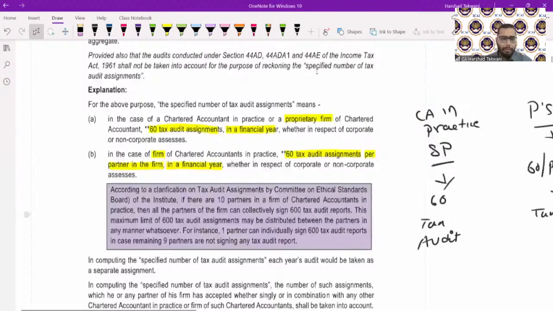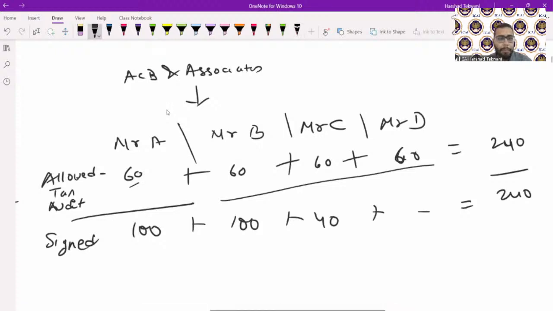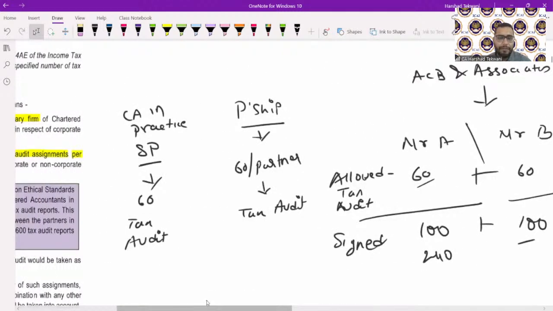So it's also given in the module, in this clarification box over here, which is very important. This talks about this particular scenario: when we see the provision, it says that 60 is allowed per partner, but there is no restriction on the signing. So the firm-wise limit I can calculate. This is the firm-wise limit that a firm of A, B, C associates can perform this many tax audits, but signing can be anyway. Mr. A can sign 10, alone 240, and the rest can sign 0. That is fine. That is allowed. So the tax audit limit is on the firm. When I say partnership firm, it says that 60 per partner is allowed to be carried.